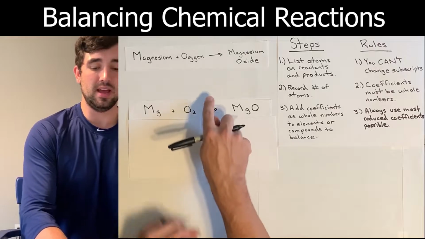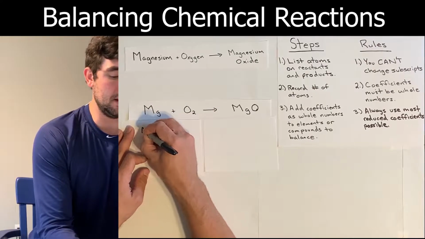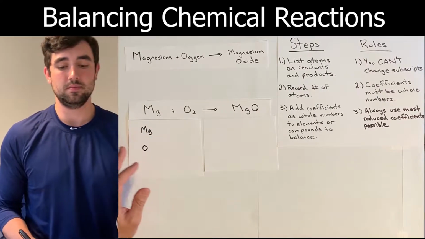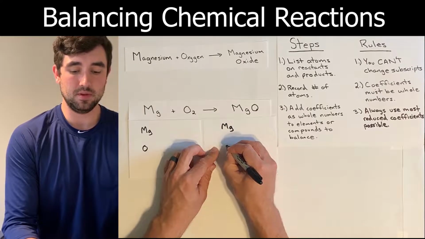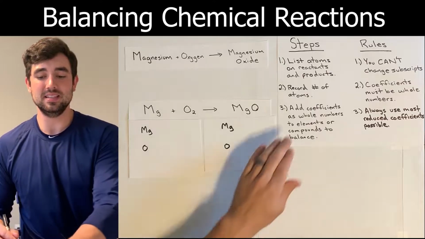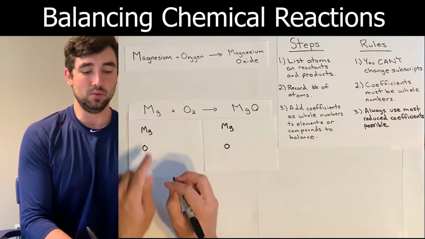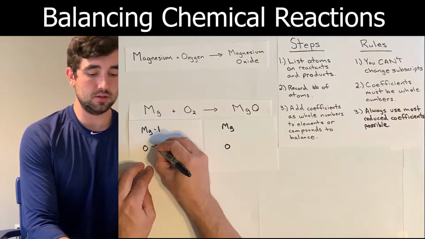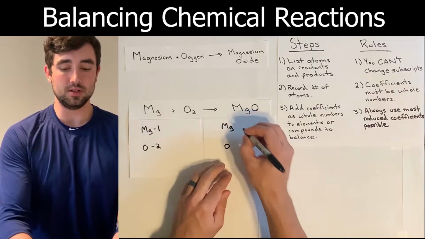Easy enough. So I have my arrow down the middle. On the left side I have a magnesium and I have oxygens. On the right side I also have magnesium and oxygen. That's exactly what I needed. Good. The second step is to record the number of atoms that you currently have. There's currently one magnesium and two oxygens. In the products, there's one magnesium and one oxygen.